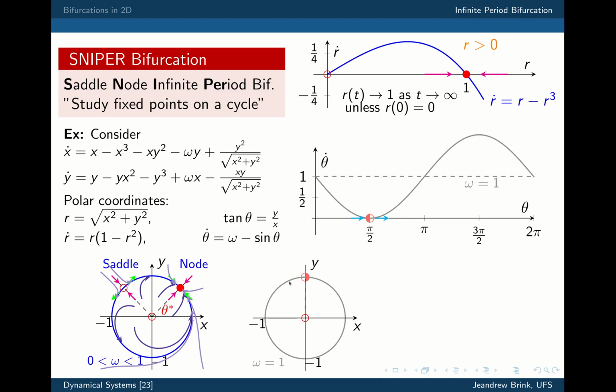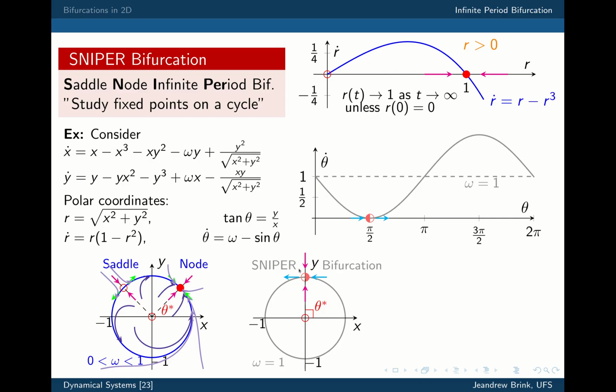So if we translate this into our xy plane, for angles less than pi over 2, theta is going to increase and approach it from the stable side. For bigger than pi over 2, theta dot is going to increase and go that way around. And we can also put in the arrows for our SNIPER bifurcation point. The point at which the transition takes place, where the saddle and the node in some sense merge and then disappear, is known as the bifurcation point. And here we have those two arrows indicating the direction in which theta is going to increase when it gets close to theta star.